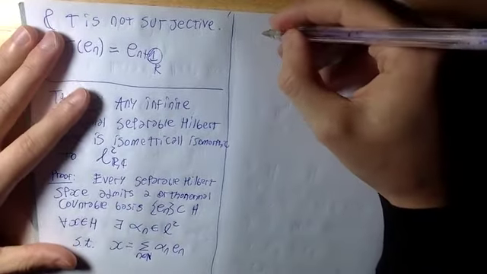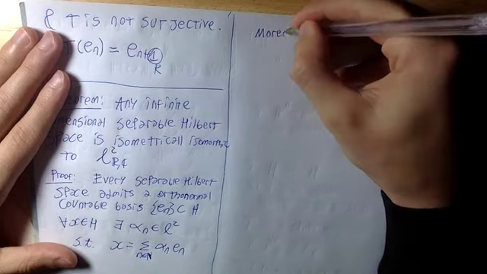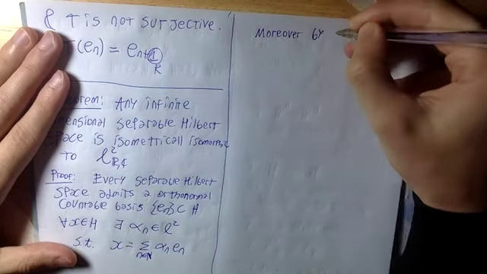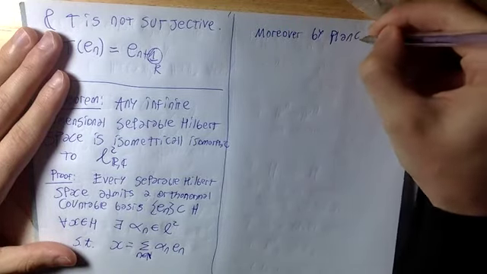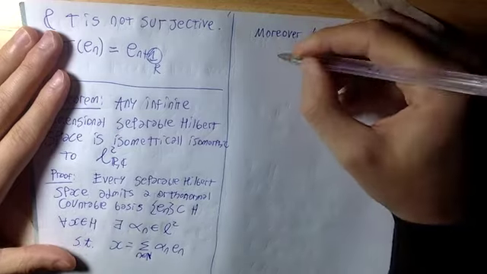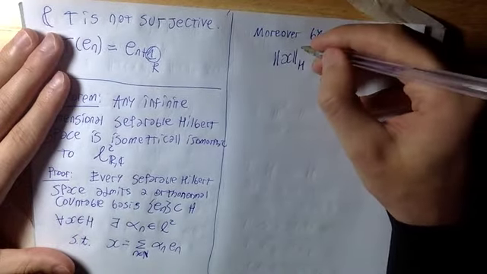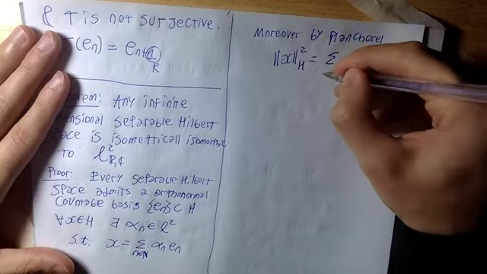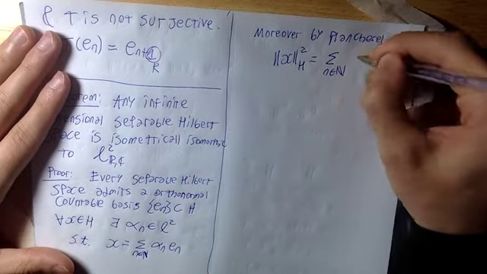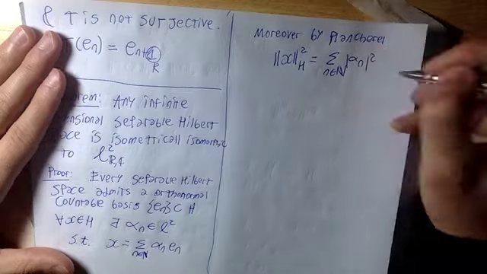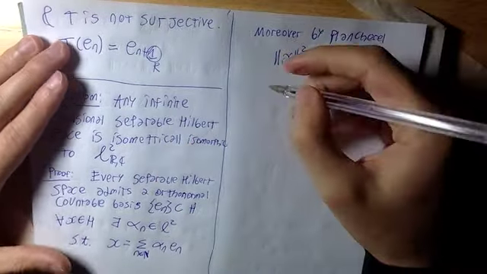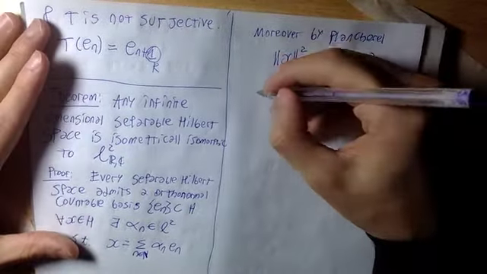Moreover, by Bessel's, moreover, by Plancherel, we have that the norm of x in H squared is the sum from n in N of alpha n squared. Okay, so what is the clear isometry?